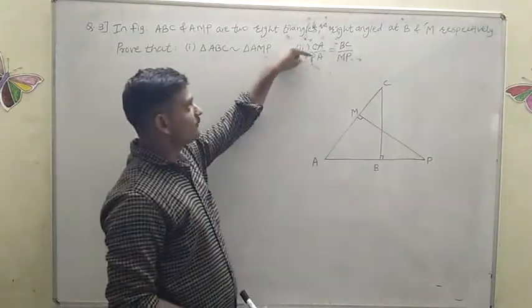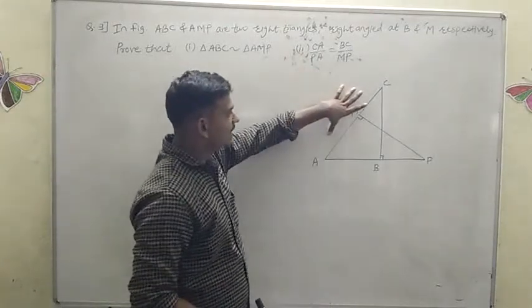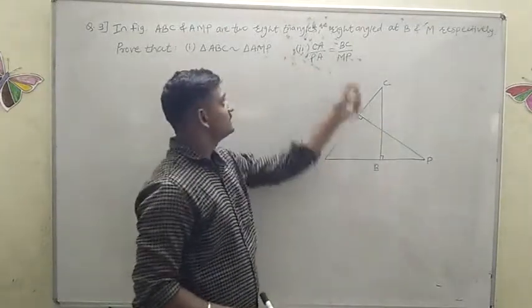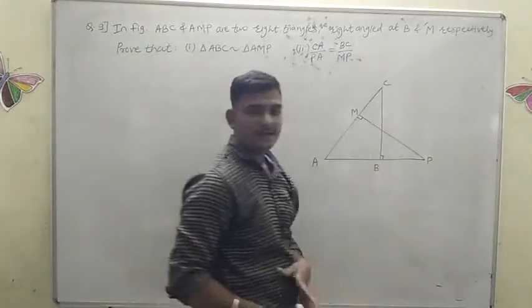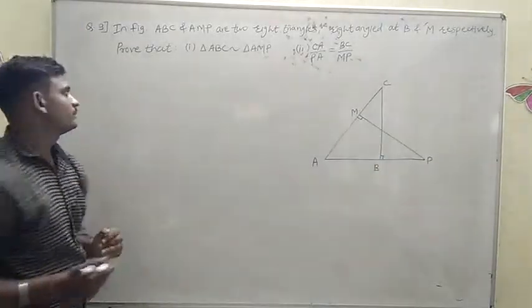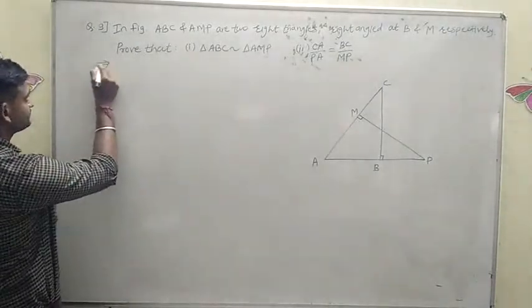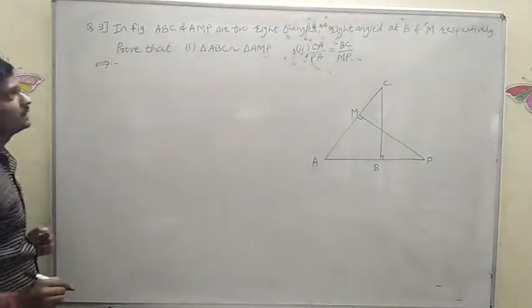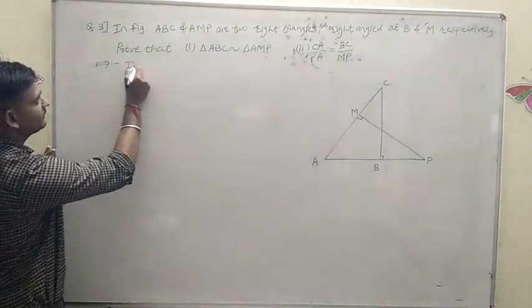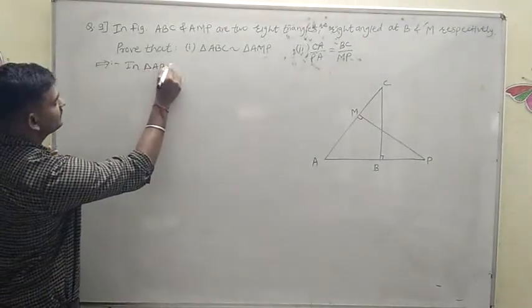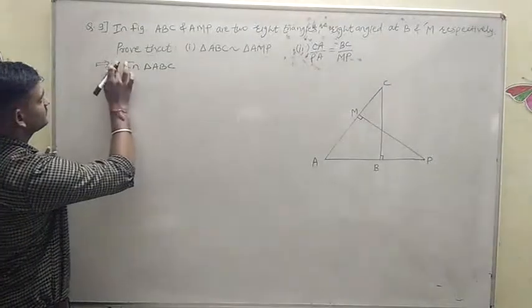And the second proof: CA divided by PA is equal to BC divided by MP. We have to prove this ratio here. See the proof. Now, in triangle ABC, I will prove the first one.